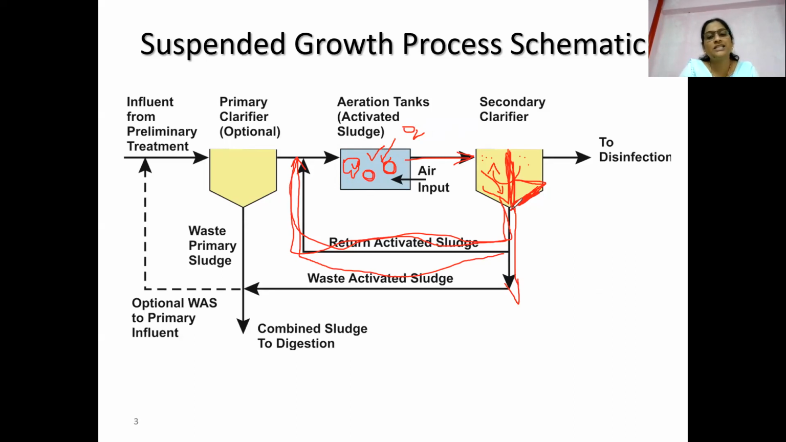Because we are recirculating the active part of sludge from the secondary clarifier to the primary clarifier or before the aeration tank, this process is known as the activated sludge process. Because we are returning the active part of sludge from the secondary clarifier to the aeration tank, this process is known as the activated sludge process. Understood?